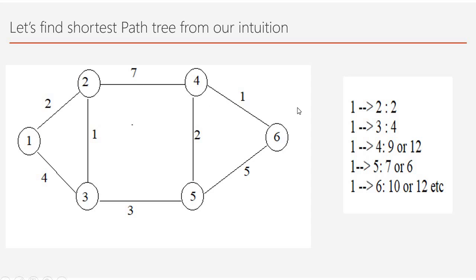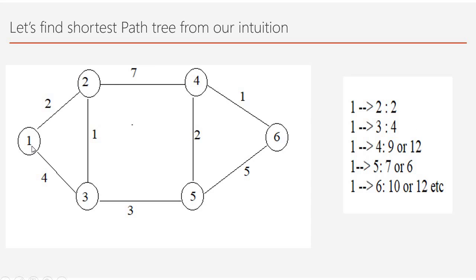So from node 1 to node 2, I have a weight 2, right? So with a weight of 2, I can go from node 1 to node 2. Similarly, from node 1 to node 3, I have a weight 4. And if I want to go from node 1 to node 4, there are 2-3 paths, right? One of them is from 1 to 2, from 2 to 4. So I need 2 plus 7, that is 9. I may need a weight of 9 if I go via node 2.